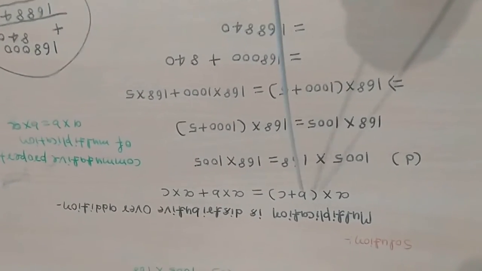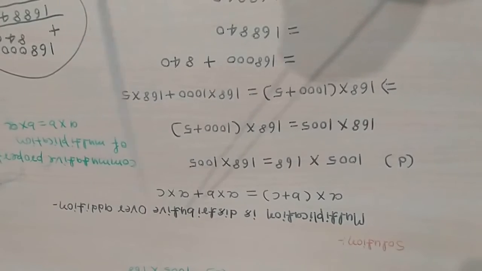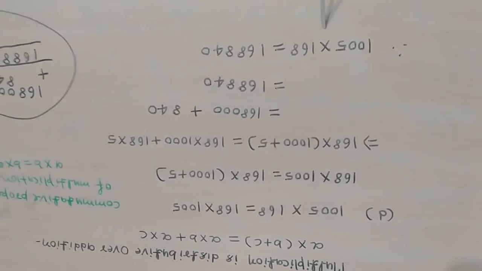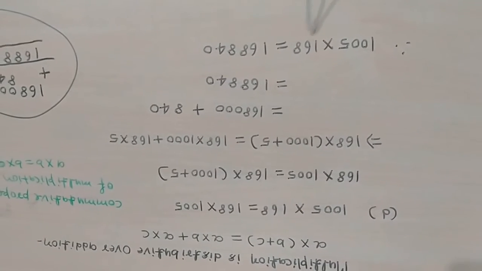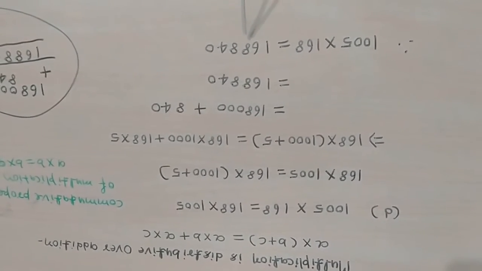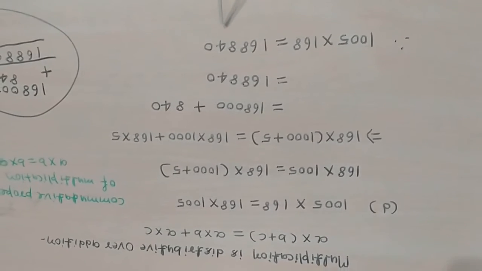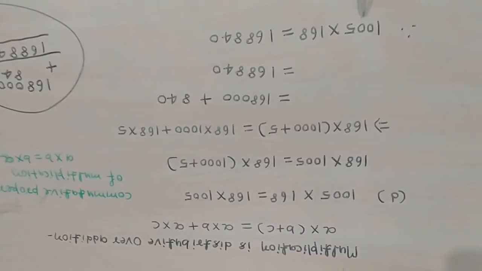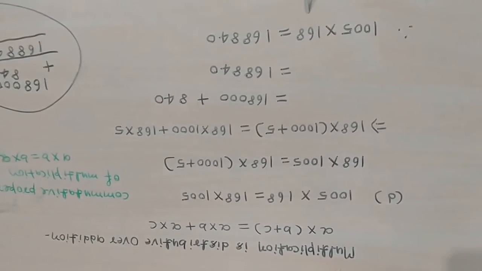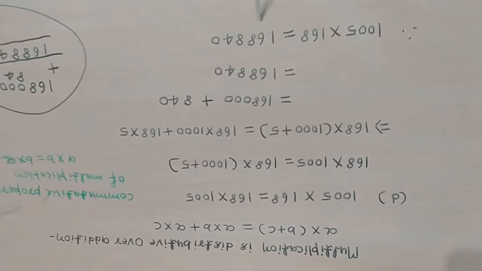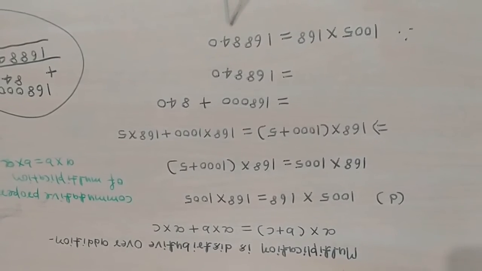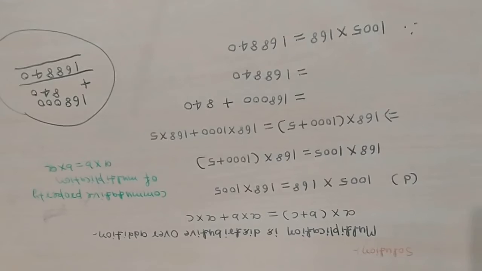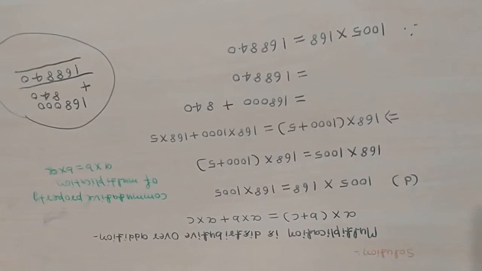So in this way you use first the commutative property. After this, multiplication is distributive over addition. So the product of 1005 into 168 is equal to 1,68,840. Clear? This is the product of 1005 and 168: 1,68,840. Now let's see question number 5.